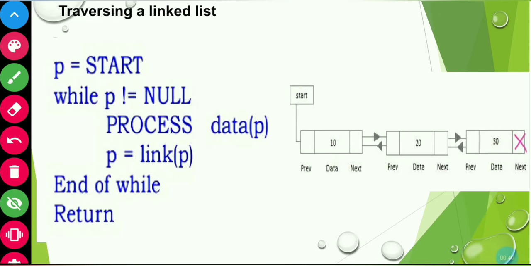See the example here. At first, P will be pointing to the start node, and while P not equal to null, that is up to the end of the linked list, nodes will be visited one by one. It will move to the first node here. It will access the data, and P is equal to link of P. This link part contains the address of the next node, and then it will be moved forward. The process continues up to the end of the list. That is, all the nodes are visited.